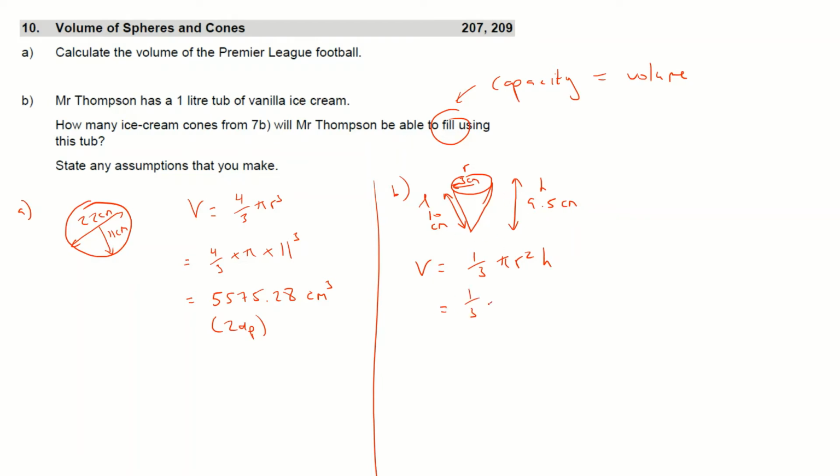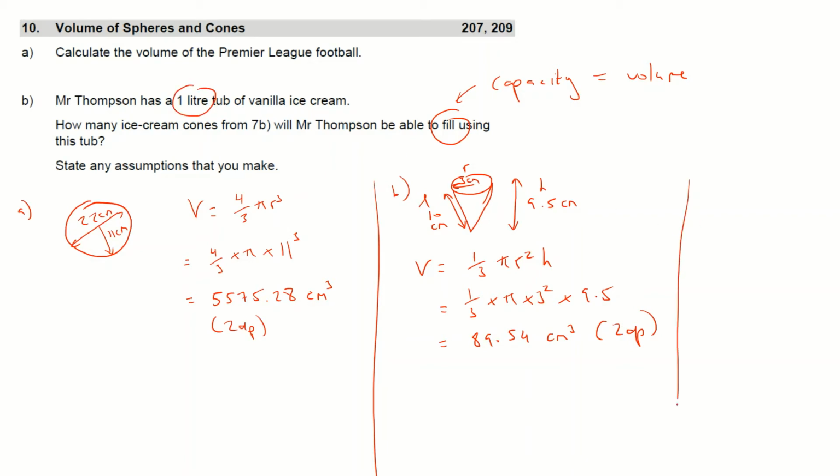So it's 1/3 times pi times 3 squared times 9.5. So put that on the calculator. 1/3 times pi times 3 squared times 9.5. That gives me 89.54 cm cubed to 2dp. All right, now, see, I'm putting ice cream from a tub into my cone. How many cones can I fill? So I'm trying to see how many times 89.54 cm cubed goes into 1 litre.